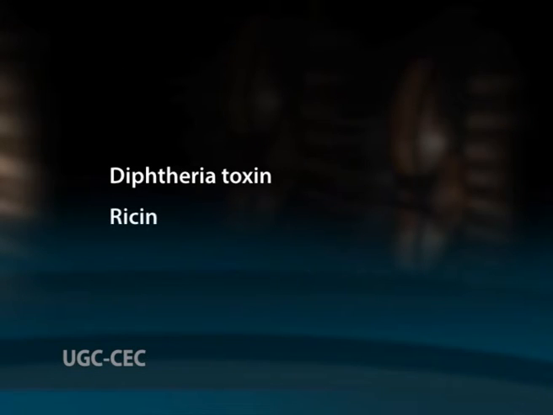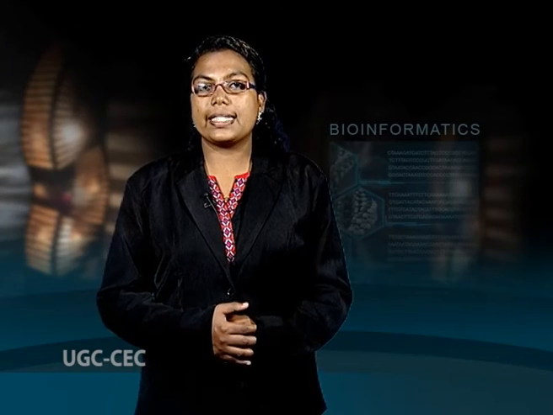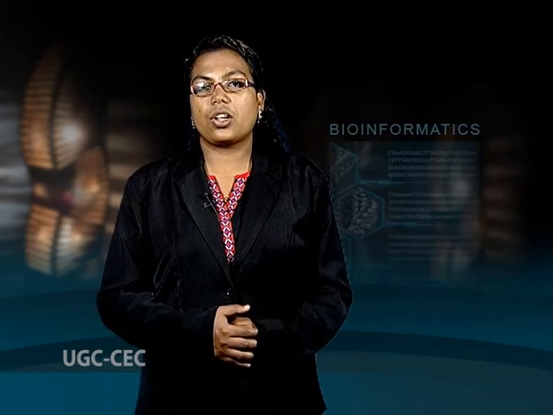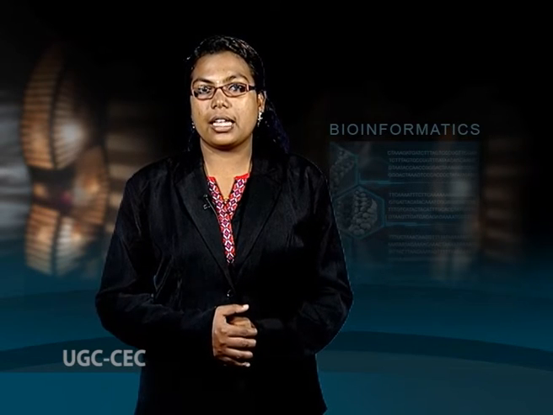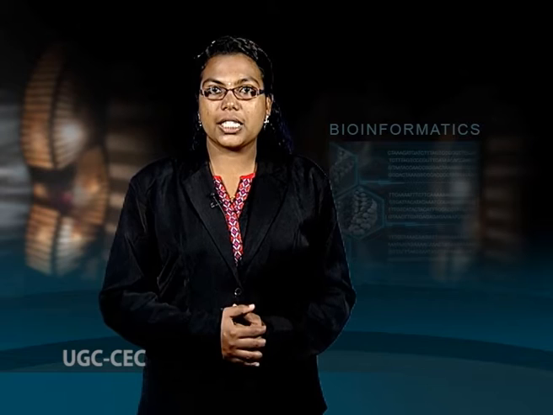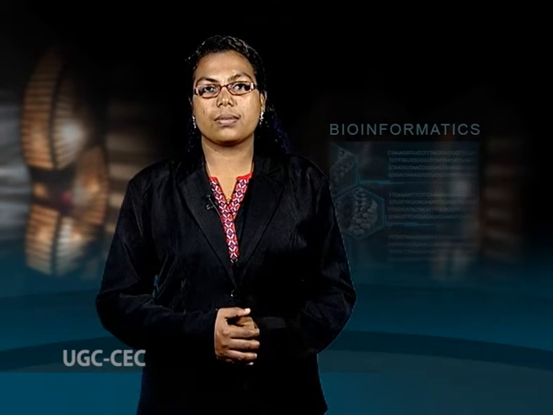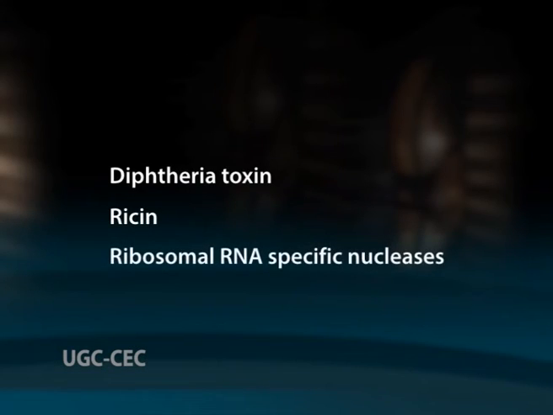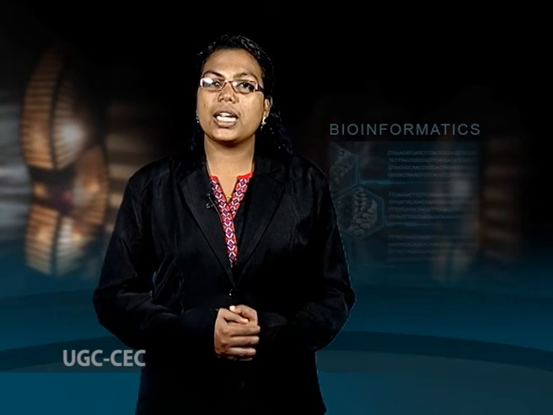B. Ricin. It is a protein produced by castor beans. The ricin toxin is an N-glycosidase and removes a single adenine from 28S rRNA. This depurination inhibits protein synthesis in eukaryotes. C. Ribosomal RNA specific nucleases. Other toxins inhibit protein synthesis by the specific cleavage of rRNA.